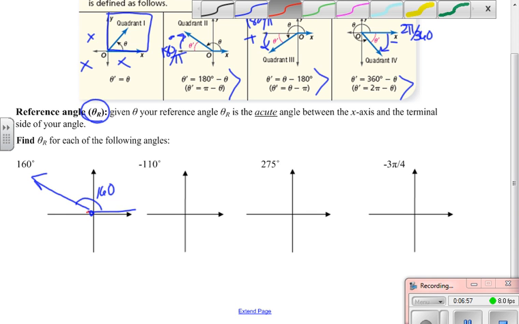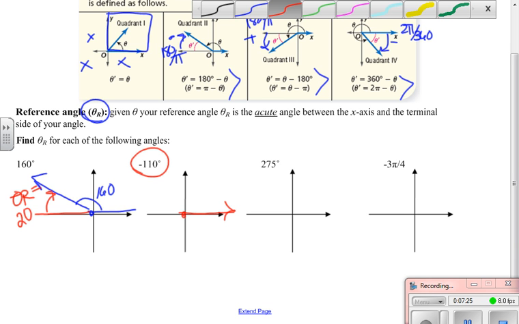Its reference angle is this one, and the reference angle is 20. If we're at 180, we back up 20. So if we looked at the sine and the cosine of 20, they would be directly related to the sine and cosine of 160. Sine would be the same, cosine would be the opposite sign. Now, negative 110 means I need to go clockwise.